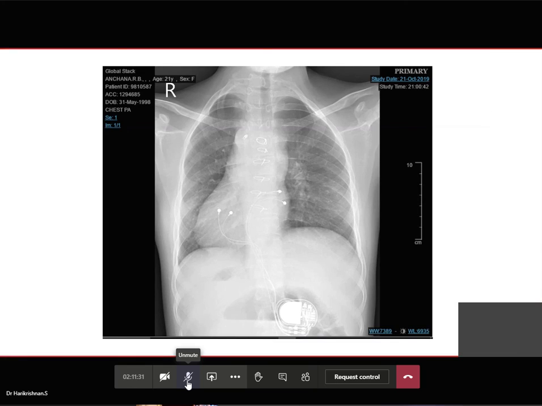What is this? I think we will stop with this. Epicardial pacing. Chest X-ray, epicardial pacing, PA view. There is situs inversus. Yeah, situs inversus. Situs inversus dextrocardia. Okay.